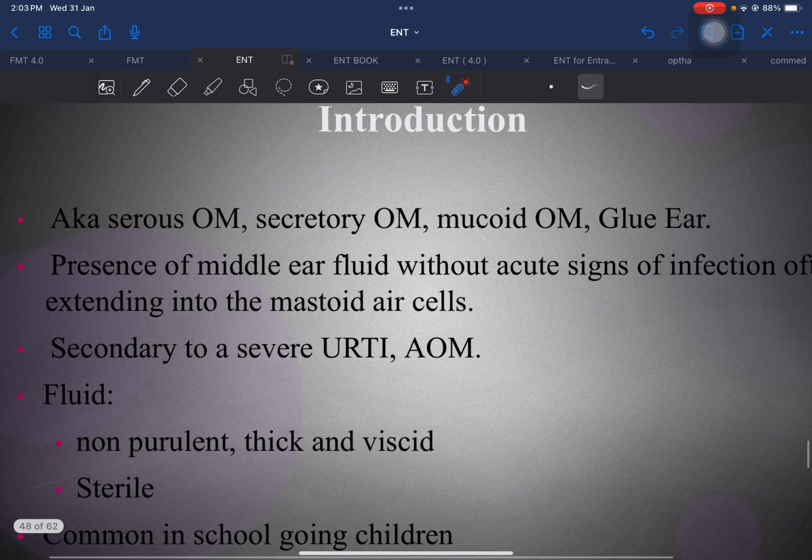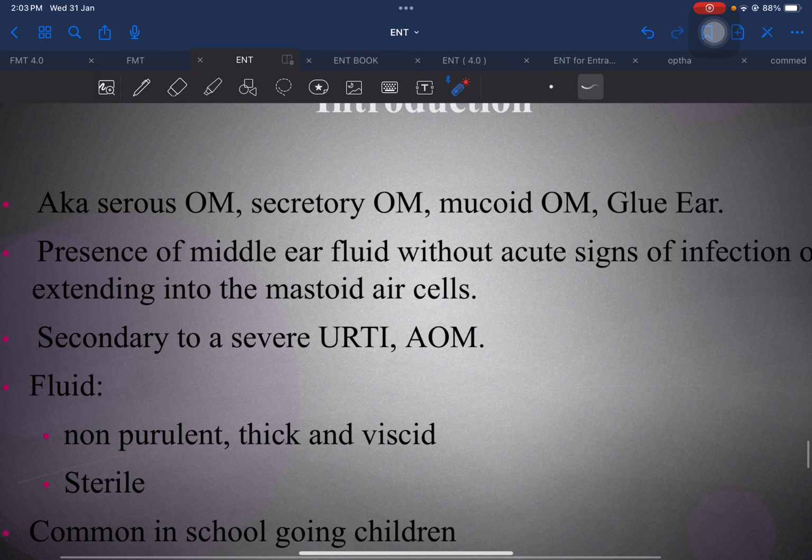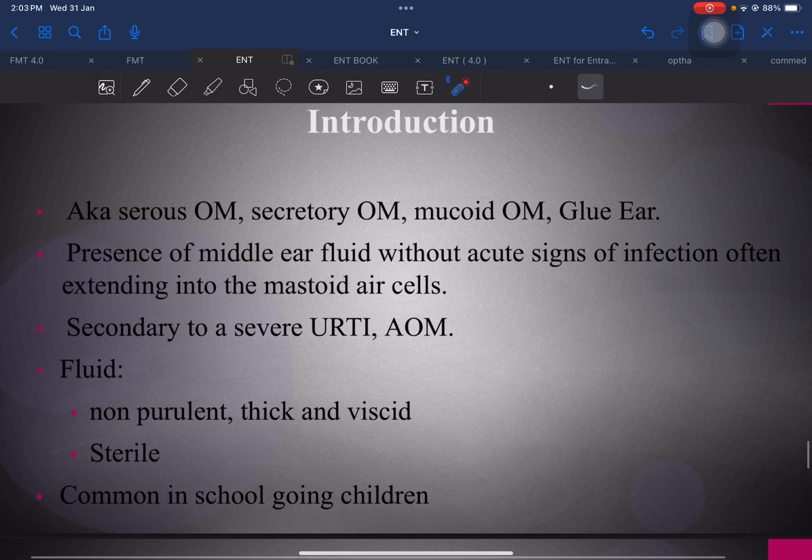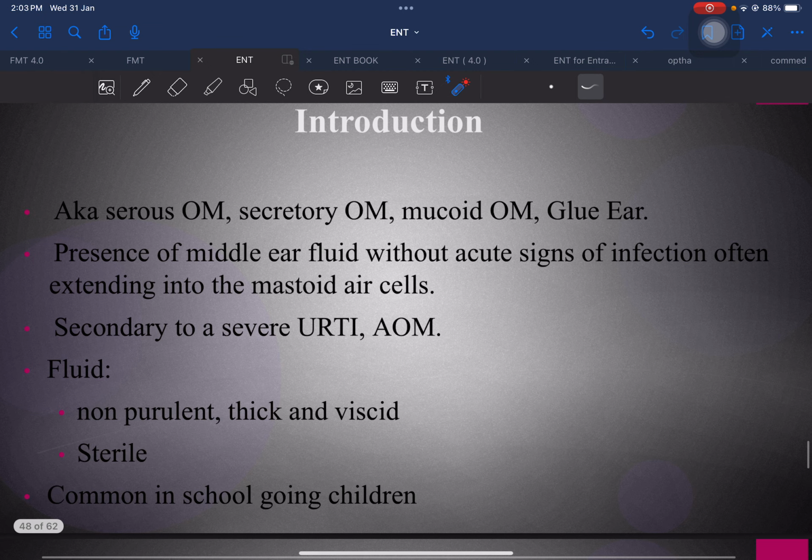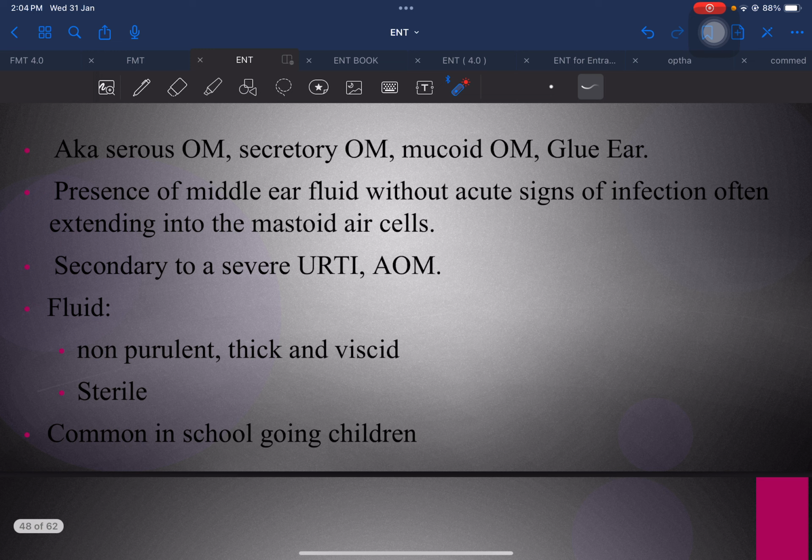Now here what will happen is that there is presence of mucoid fluid without the acute signs of infection, right? And it is extending up to our mastoid air cells also. Now it is followed by, or it is secondary to, severe upper respiratory tract infection, and also you can say acute otitis media, right? Now the fluid that is found inside the middle ear is non-purulent, thick and viscous, of sterile type, right? And it is mainly commonly seen in school-going children, right?